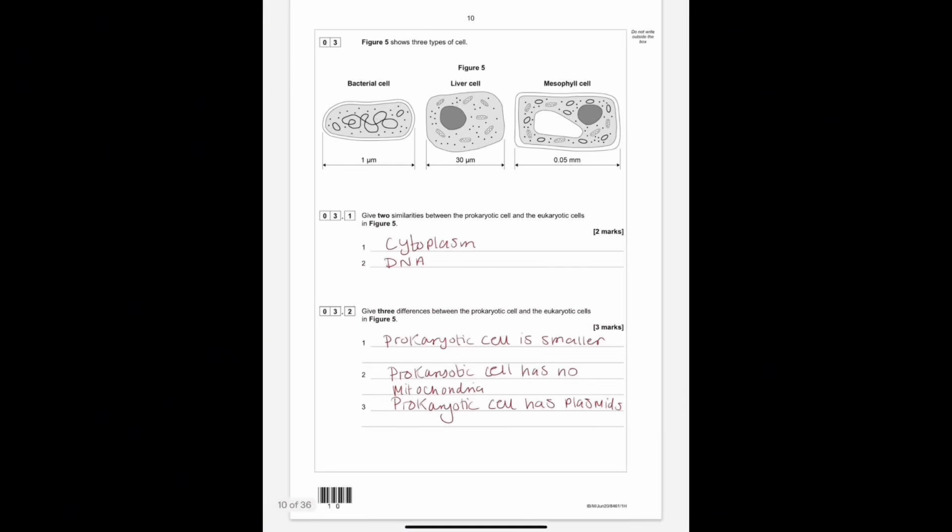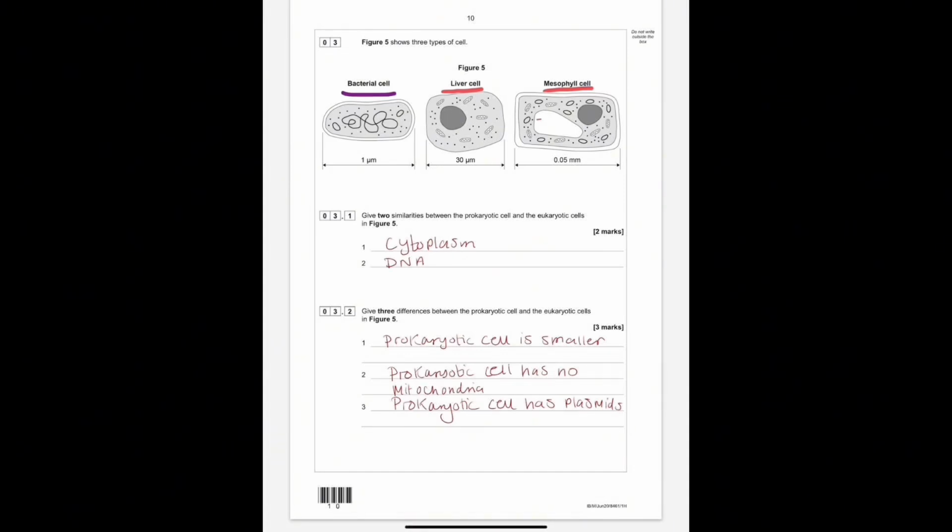Okay, right, let's move on to prokaryotic and eukaryotic cells. Now, figure 5 shows 3 types of cells. So here we have a bacteria cell, which is an example of a prokaryotic cell. The liver cell is a eukaryotic cell. Okay, not many students know that. The mesophyll cell is a plant cell, but it's also classed as a eukaryotic cell. So plant and animal cells are eukaryotic. This bacteria cell is an example of a prokaryotic cell.